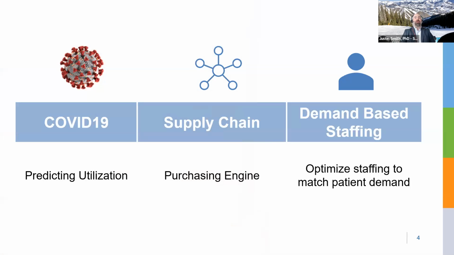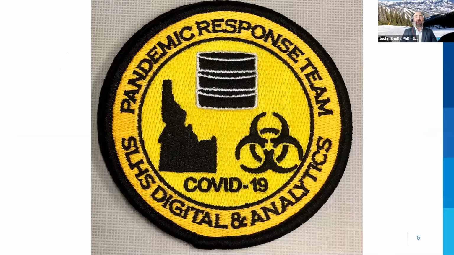So the 3 areas we're going to talk about today: we're going to do one use case for COVID-19 predicting utilization. Perhaps you've heard of COVID-19 and the pandemic that we are all still enduring. We're going to talk about a supply chain solution and a purchasing engine that we created. And then in addition to that, the third example will be demand-based staffing with the idea of optimizing staffing to match patient demand. So right into our first use case.